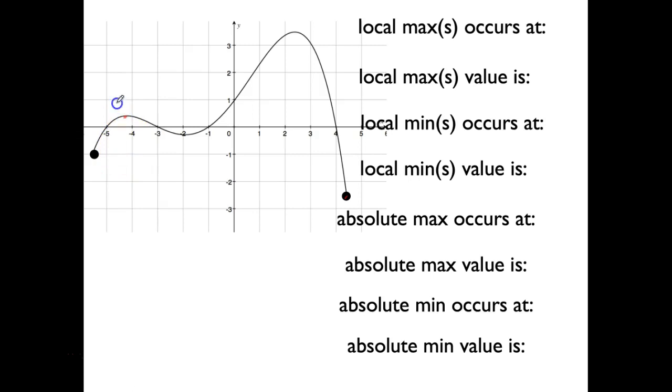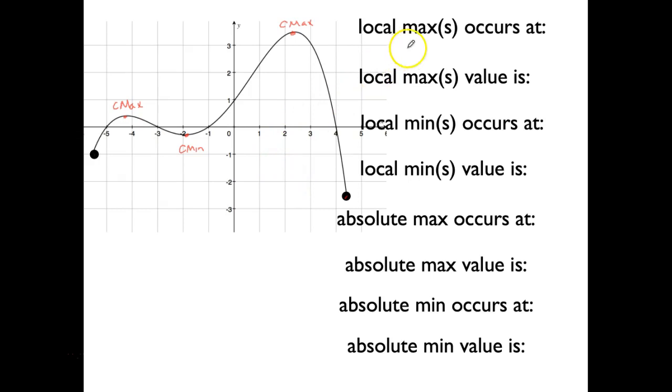This right here counts as a critical max because it went from increasing to decreasing. This right here counts as a critical min because it went from decreasing to increasing. This counts as a critical max because it went from increasing to decreasing. This does not count as a critical min because it did not go from decreasing to increasing.